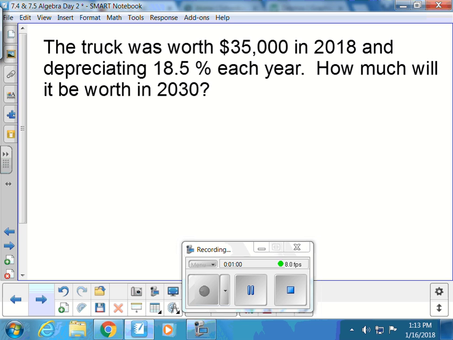All right, here's our next problem. It's a depreciation problem. What does that mean as far as our formula is concerned? We'll be subtracting. Very good. So pause the video, you go ahead and try it, and we'll get somebody up here to teach it.